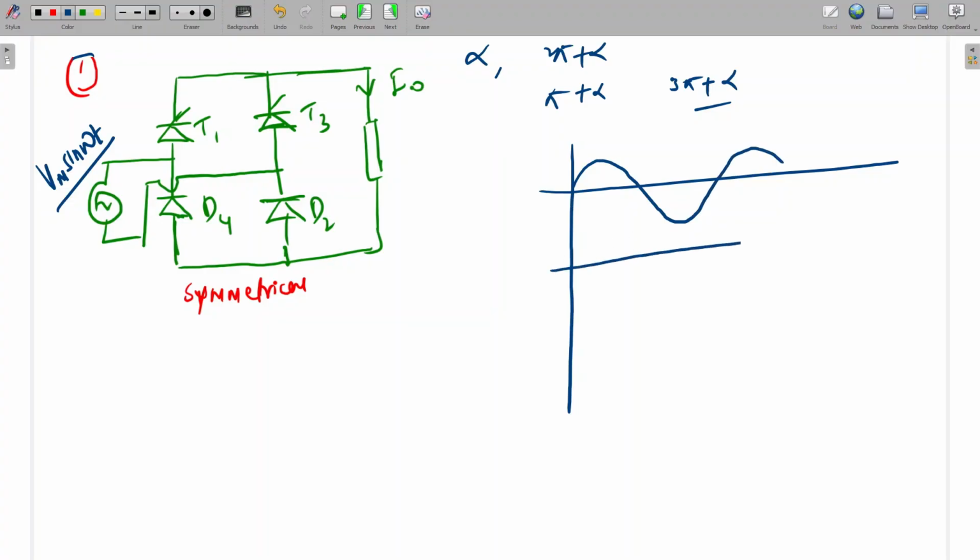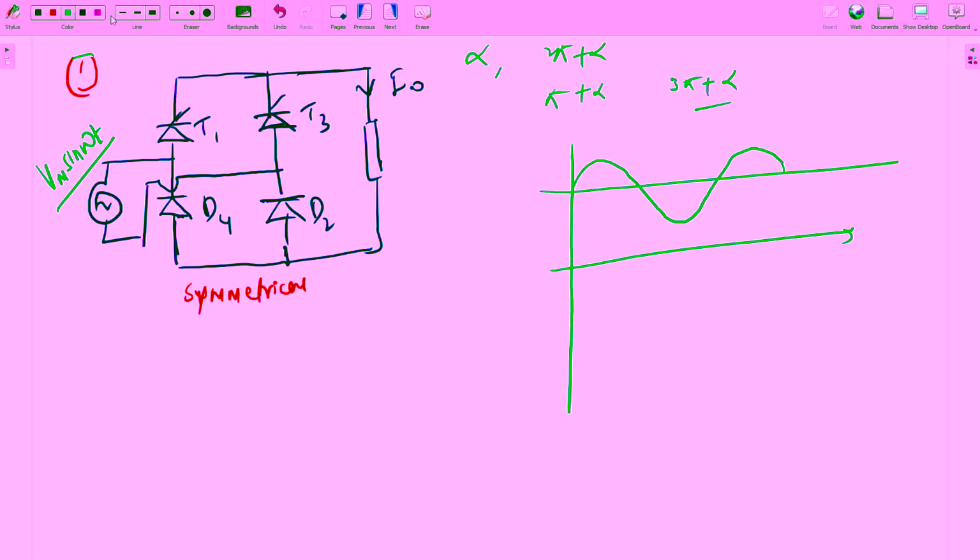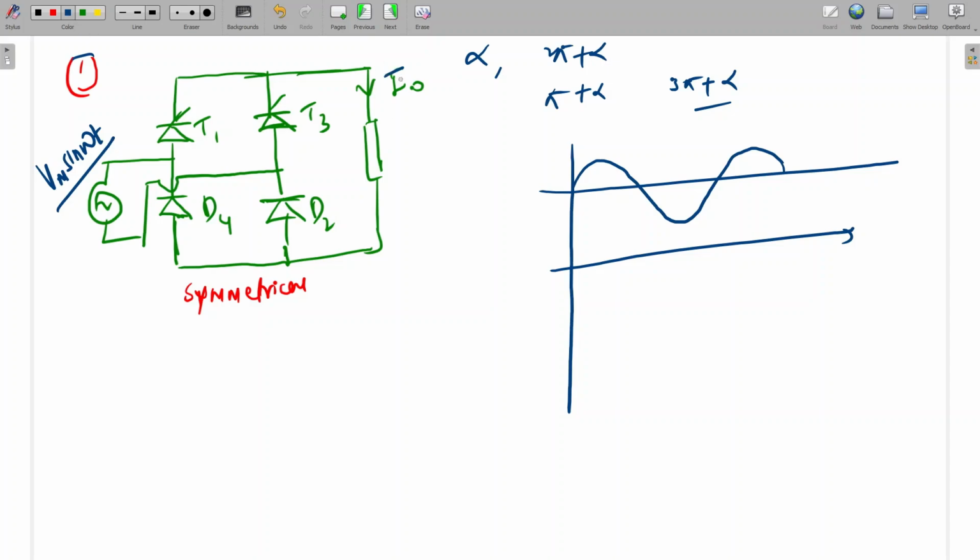What will be the output voltage? In all the configurations I am assuming the output current is constant and ripple free. So I naught is ripple free, constant. Here I am firing T1 at alpha. When T1 fires, D2 will be forward biased and conduct. So T1 and D2 will conduct, and the output voltage waveform will be like this.